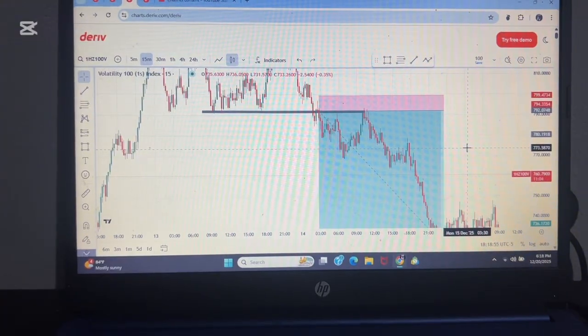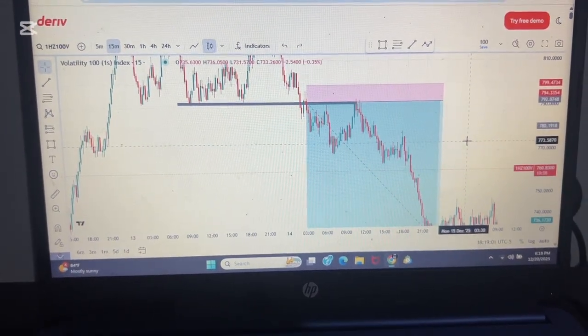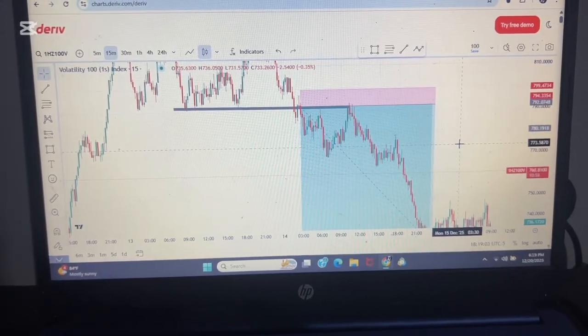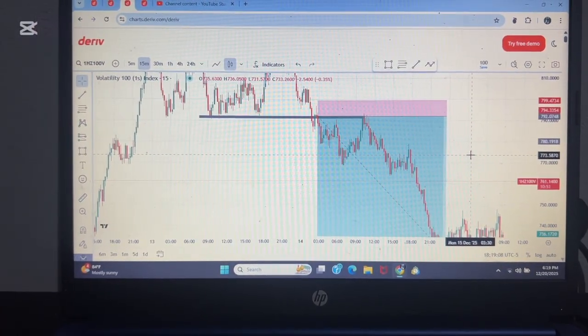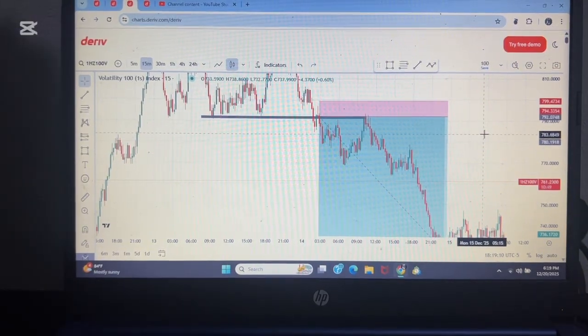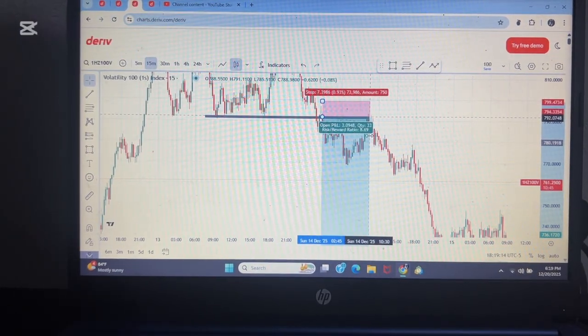So right there you don't say boom. Sorry about that. You don't say boom. Right there, right? So yeah, that would be that, right? Supply, support and resistance, supply and demand.